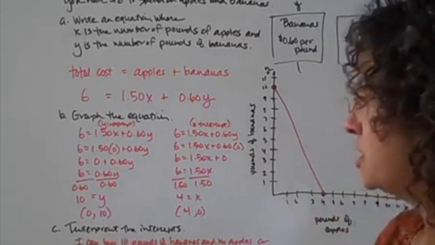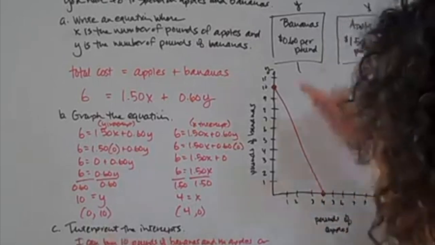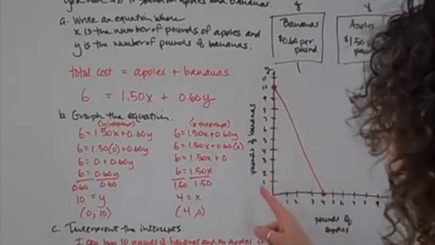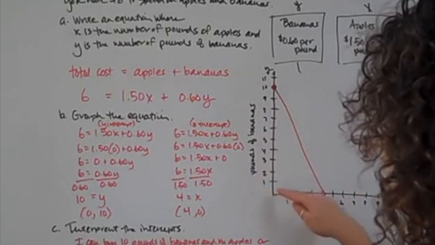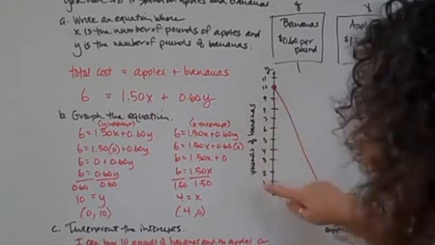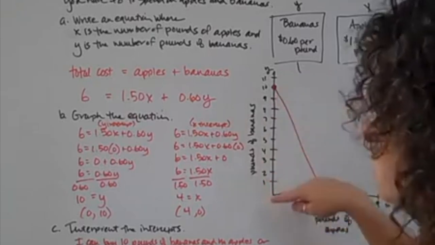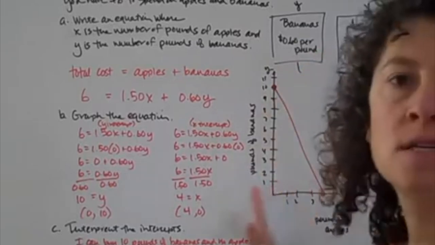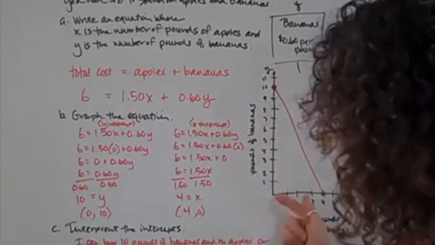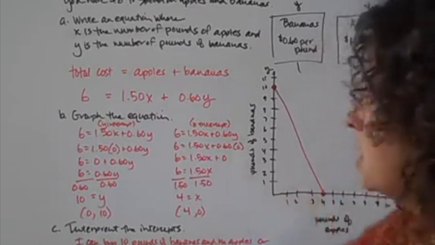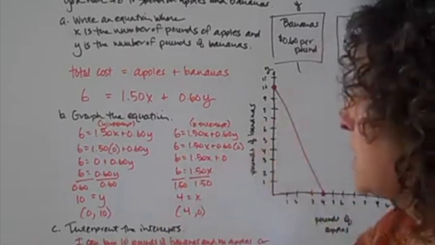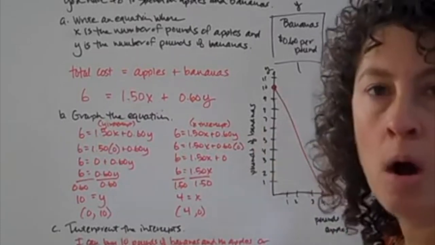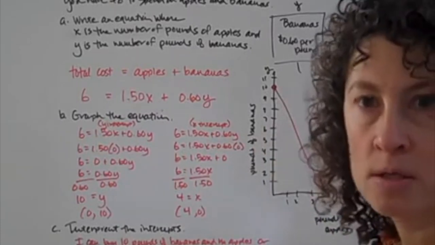Now the last question is interpret the intercepts. So I'm going to ask myself, what do each of these intercepts mean? So if you remember, my y-intercept is (0, 10). So up here on my 10 I have pounds of bananas, but you'll notice I didn't go anywhere on the x-axis, which means that I don't have any apples. So this intercept means I can buy 10 pounds of bananas if I don't buy any apples. So if I want to buy all bananas, I can get 10 pounds of bananas.